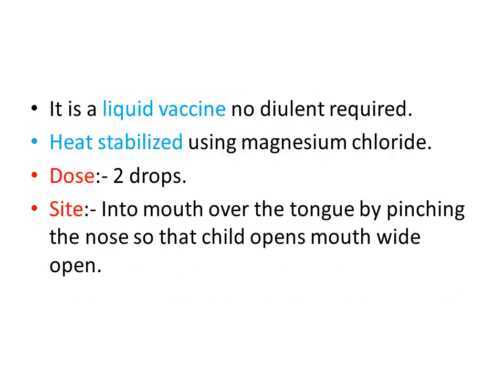It is a liquid vaccine, heat stabilized using magnesium chloride. Dose is 2 drops, and the site is into the mouth over the tongue, by pinching the nose so that the child opens the mouth wide open. Then you can place the vaccine into the mouth.